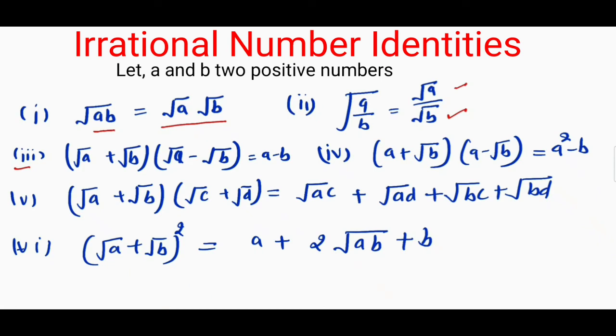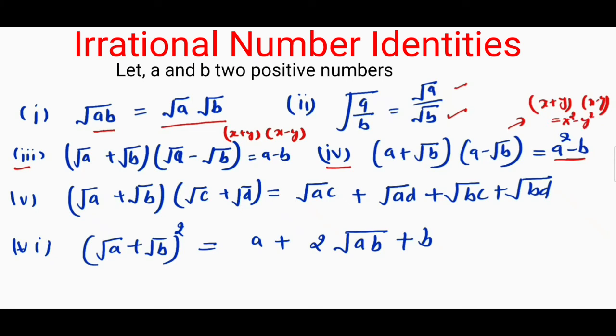Here we know this identity, (x plus y) multiplied by (x minus y). I have used this identity. So fourth, we have (a plus square root of b) into (a minus square root of b), which is equal to a square minus b. Here also I have used this identity. We know all these algebraic identities. We know this is equal to x square minus y square.